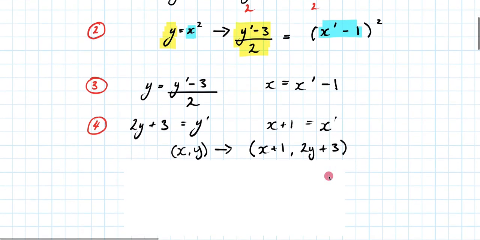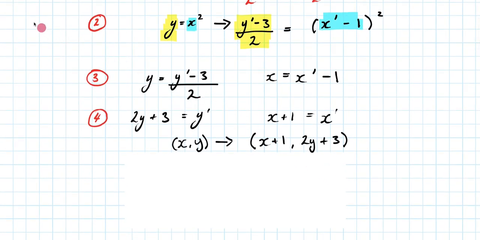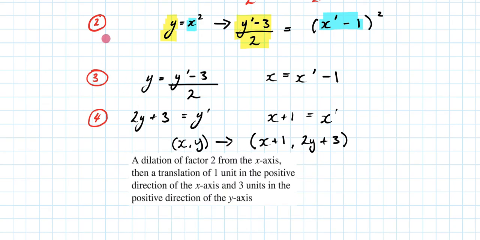Now, let's come here and look at the answer, because this is going to be important. All right, so let me get a highlighter out. So notice that it says here that the very first thing that I do is a dilation of a factor of 2 from the x-axis, and then I do my translations. So this is very important. The order of the transformations really does matter.